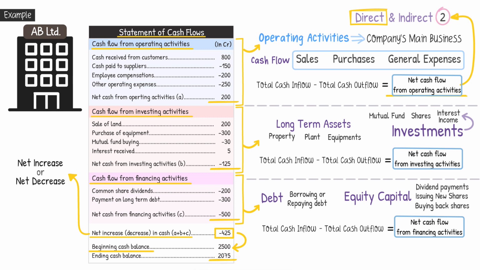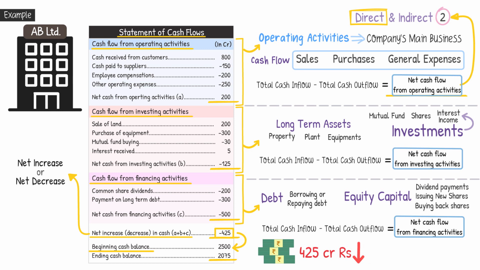In the case of AB Limited, when we add the operating, investing, and financing cash flows, we find a decrease of 425 crore rupees in the total cash of the company over the year. In other words, AB Limited experienced a decrease of 425 crore rupees in its cash balance during the year.